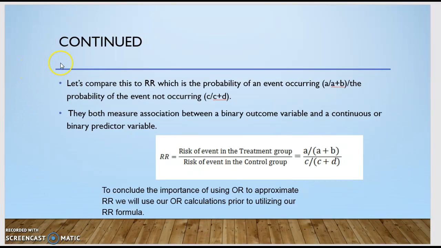Continuing in correlation to our last slide, let's compare this to relative risk, which is the probability of an event occurring. And we have an example here, which is A out of A plus B out of the probability of the event not occurring, which we see here, which is C out of C plus D. They both measure association between a binary outcome variable and a continuous or binary predictor variable. So once again, we see it set up where we have the risk of an event in the treatment group out of the risk of an event in the control group. And this is the formula we will use to calculate this.